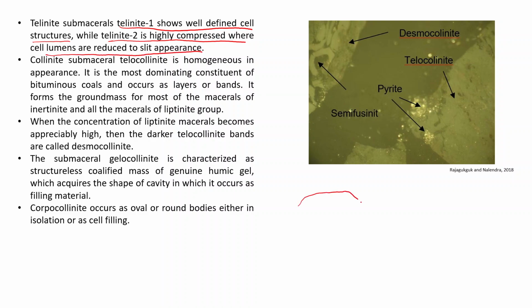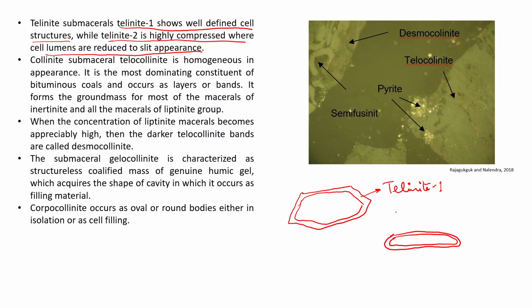So if you have a structure like this, a well preserved structure, then this structure can be called telinite 1. But if pressure is applied and the same structure reduces to this kind of a shape, so you can see that it becomes slit-like, then it becomes telinite 2 due to the excess overburden compression.